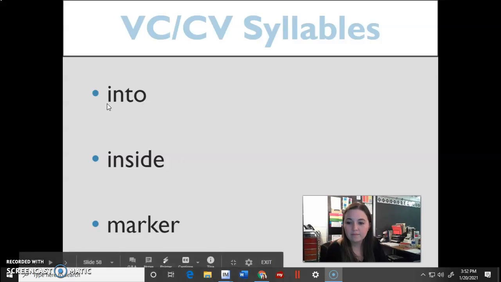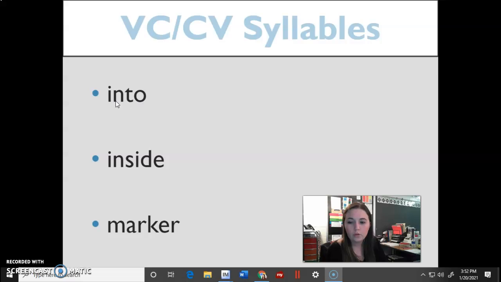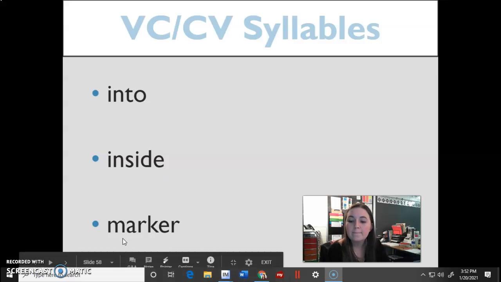Ready? Help me read. In, t-u, into. That was one of our sight words that we've talked about before. Remember, we're going to look. We have a vowel, consonant, consonant, vowel. So in between those two consonants, I'm going to chop them in half. Ready? In, s-i-d, side, inside. What's that word? Inside.